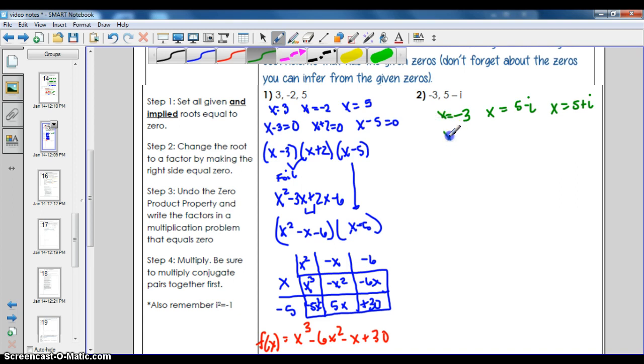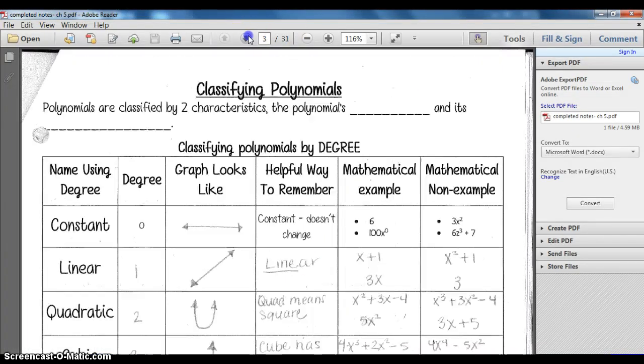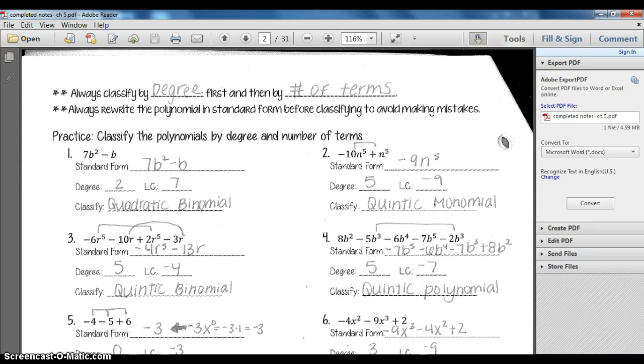So actually, let's go ahead and just finish this one together. It's x plus 3 in parentheses, x minus 5 plus i, and x minus 5 minus i. So multiplying these two together, if we use the box method, I'm just going to pull that up here so that you can see that. Page 28.